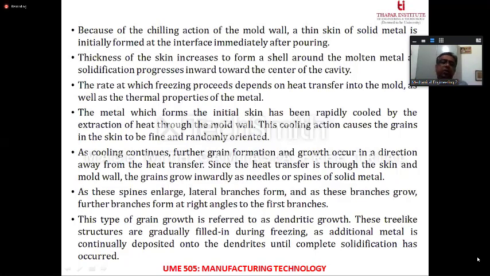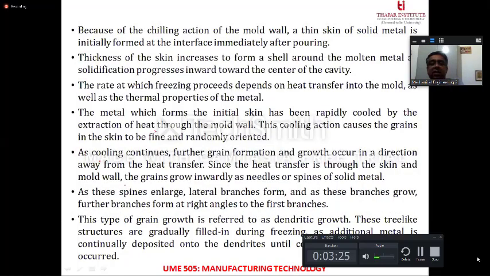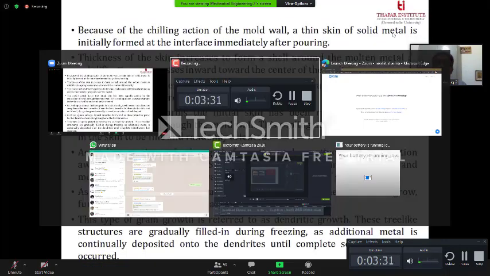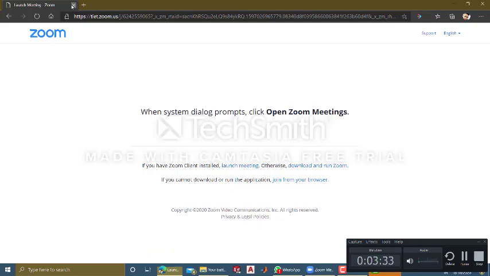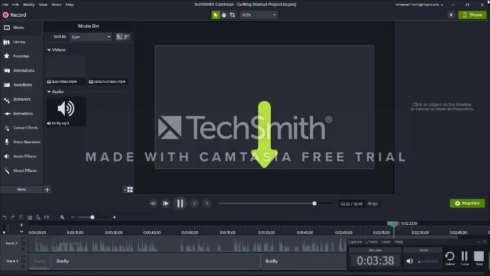The generation of this front is actually dependent on the rate at which the freezing process is taking place. The freezing process is taking place, so what happens over here is that this rate of freezing actually proceeds accordingly to the thermal properties of the metal that you have got. The freezing rate actually defines the growth of that thick skin, the metal which forms from this skin actually rapidly cools, because the heat extraction and heat deposition is taking place between the front.